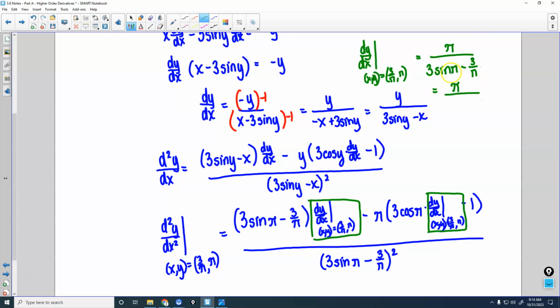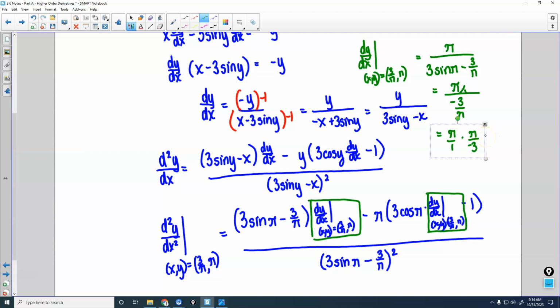What is sine of pi? Is 0. So that 3 times 0 is going to go away. I'll have a negative 3 over pi. This is like pi over 1. So dividing fractions is easy as pi. Flip the second and multiply.